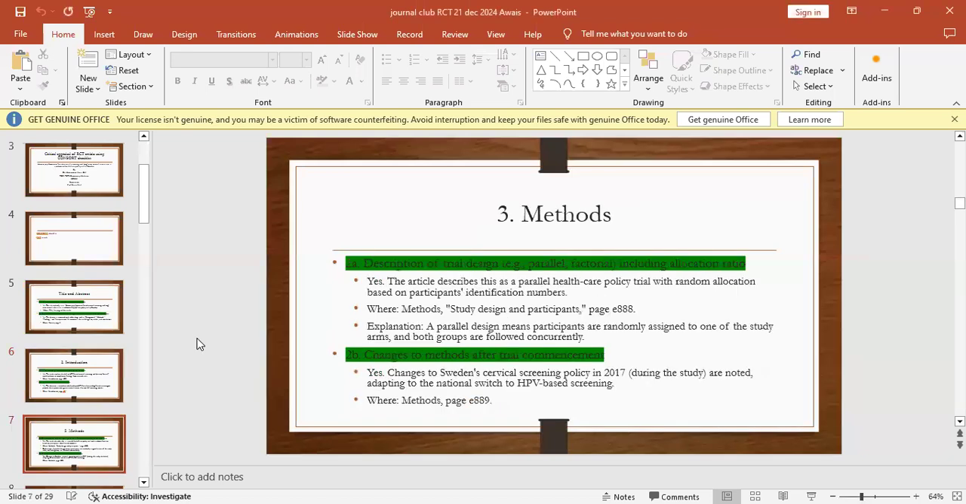Now, coming towards the methods. In the first point, we have to identify the description of the trial design, for example parallel or factorial, including allocation ratio. Yes, the article describes this as a parallel healthcare policy trial with random allocation based on participants' identification method. In the next point, we have to identify changes to methods after the trial commencement. Yes, the changes to Sweden's cervical screening policy in 2017 during the study are noted, adapting to the national switch to HPV-based screening.